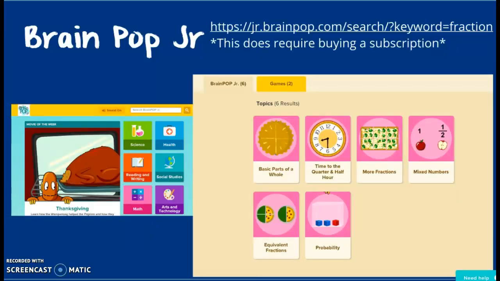BrainPop Junior does require buying a subscription, but they also include a multitude of videos. There are quizzes that go with every video, as well as activities and games. And of course, there are other topics besides fractions, but these are the videos that they provide regarding fractions.